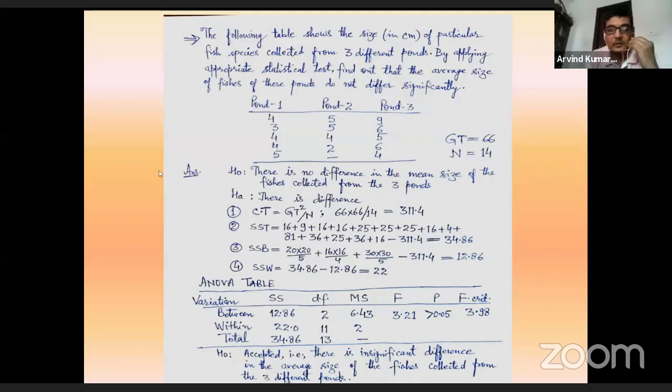So there is a question now. I hope that we can solve this question manually, and I will be taking it up through a computer program. The following table shows the size of a particular fish species collected from 3 different ponds. By applying an appropriate statistical test, find out whether the average size of fishes of these ponds differ significantly. So there are 3 different ponds: pond 1, pond 2, and pond 3.